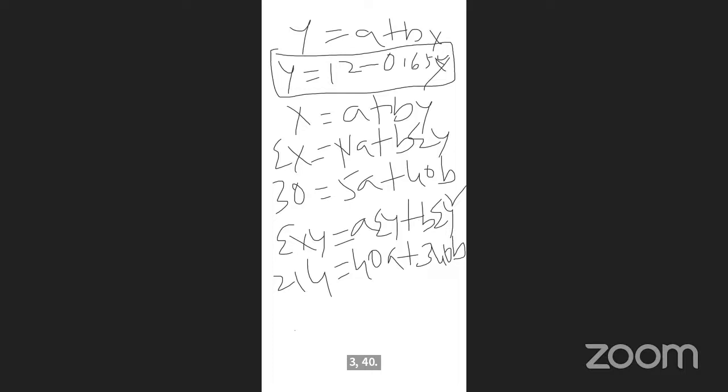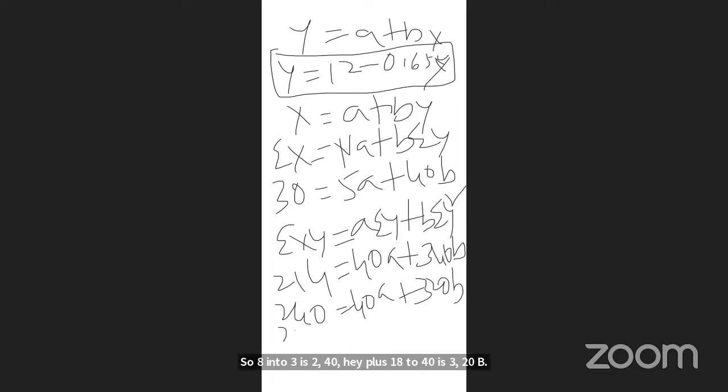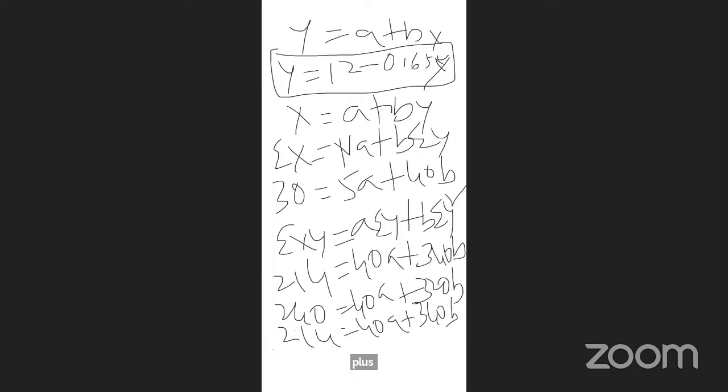So we got the first and second equations. Now for 5 and 40, the common multiple is 8. So 8 into 30 is 240, 8 into 5 is 40a, plus 8 into 40 is 320b. This is the first equation. The second equation is 214 equals 40a plus 340b. So this 40a gets cancelled. This is minus, this is minus. Here, 26 is equal to minus 20b.